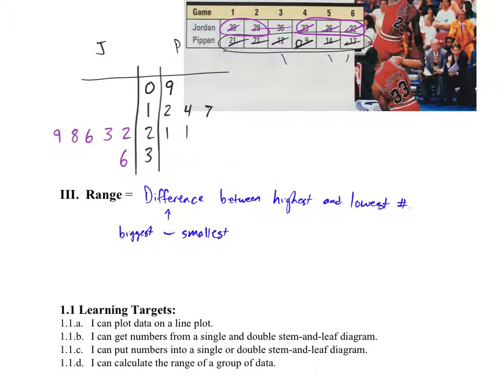So in other words, if we were doing Michael Jordan's range from the problem before, his biggest number is represented right here. It's going to be a 36. And his smallest number is right there, which is a 22. So the range of his data is 14. That's it.